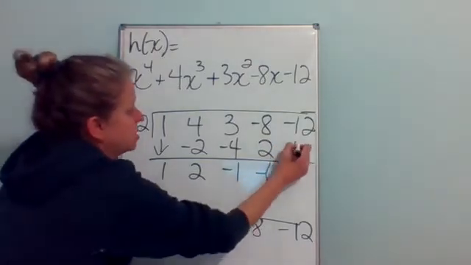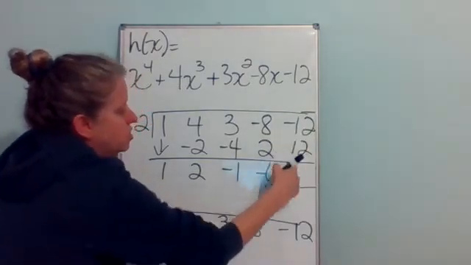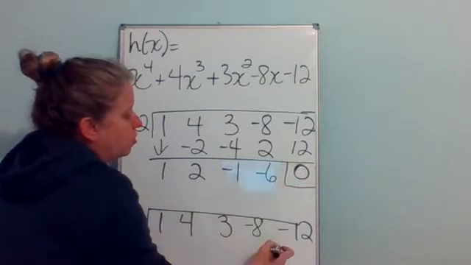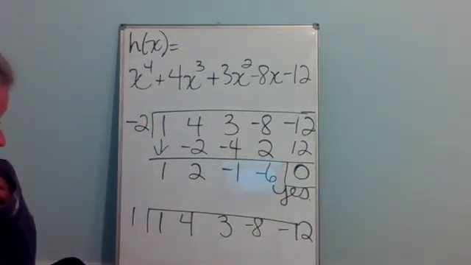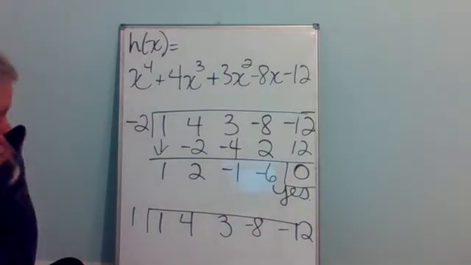-2 times -6 is +12. So this last number is my remainder, which is a 0, which means, yes, that one was a 0 of the function.